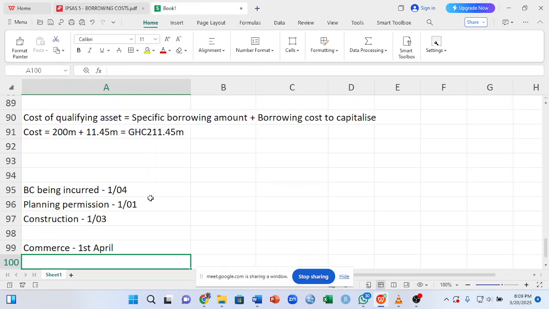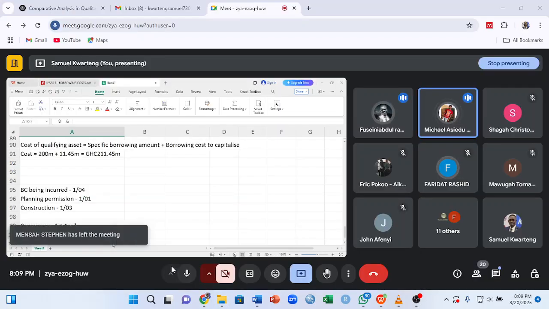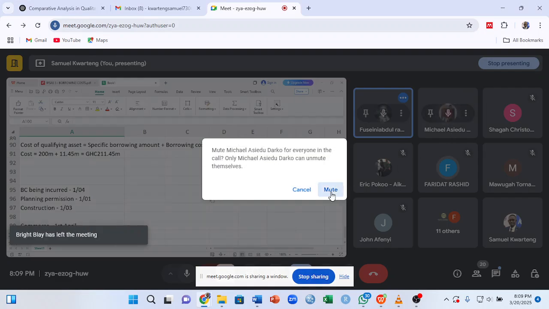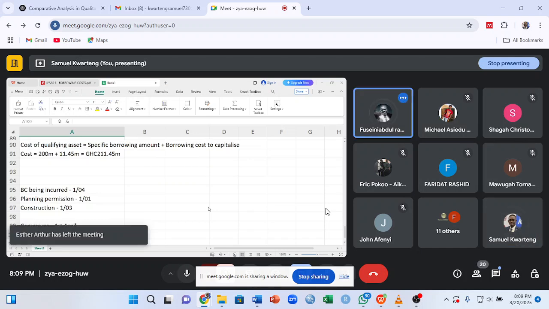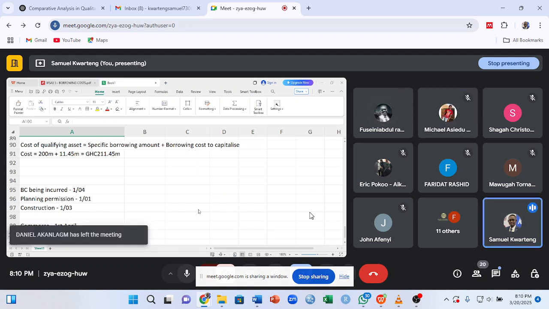I said 1st April. You said July. Are you sure? They told us they took the loan. Capitalization will start from the day that they took the loan, and that's one of the conditions. I was saying it will start from April and end at July. Please mute yourself, there is a lot of feedback.